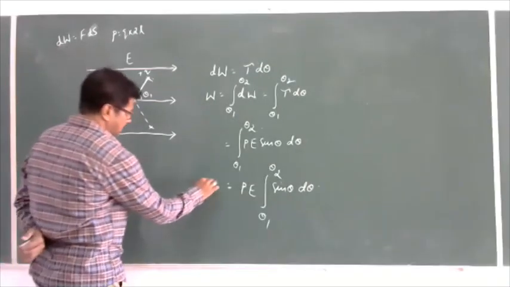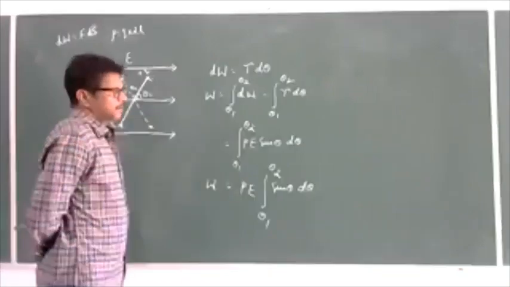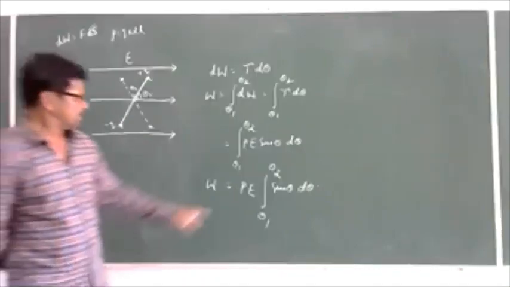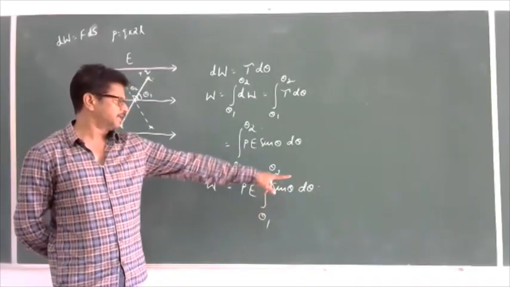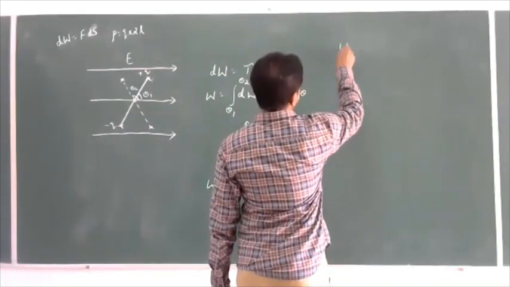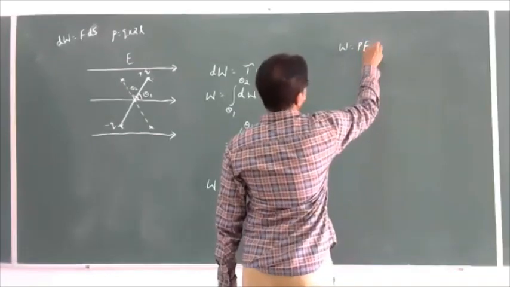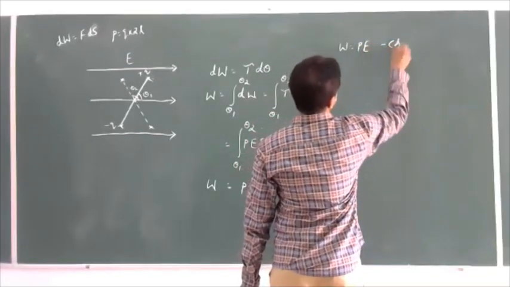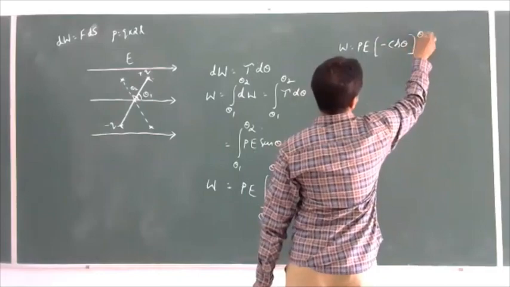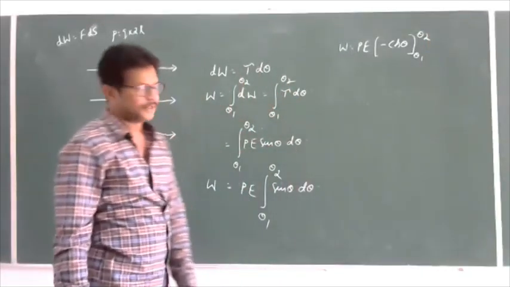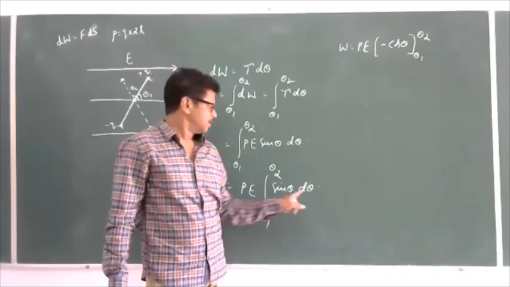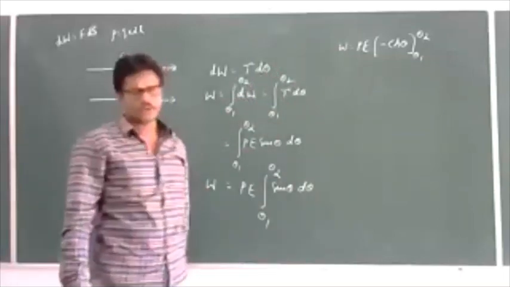So the formula to find out the work done while rotating an electric dipole from an angle theta 1 to theta 2 is PE integral of sin theta d theta from theta 1 to theta 2. From here, W is equal to PE integral of sin theta d theta, integrating from theta 1 to theta 2. Integral of sin theta d theta is equal to minus cos theta, from theta 1 to theta 2.